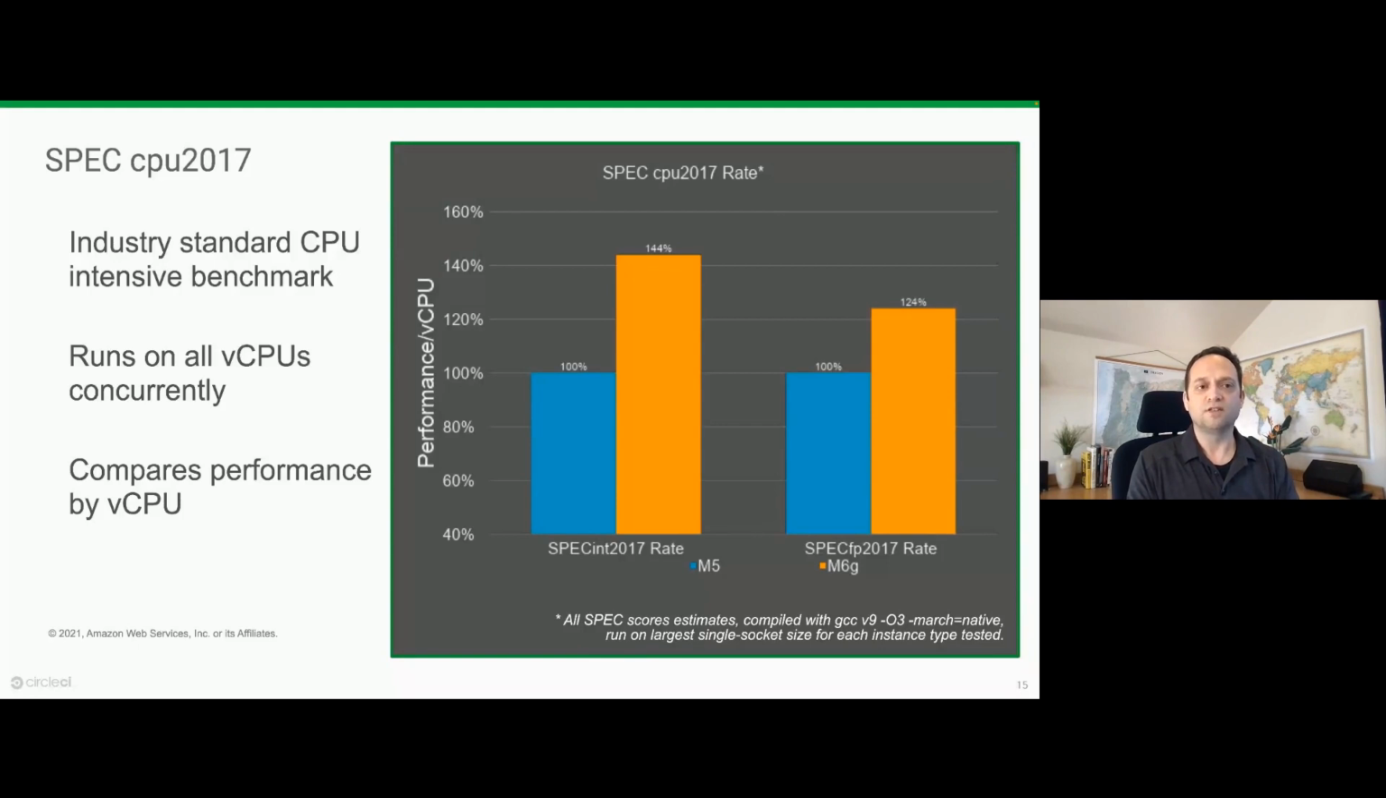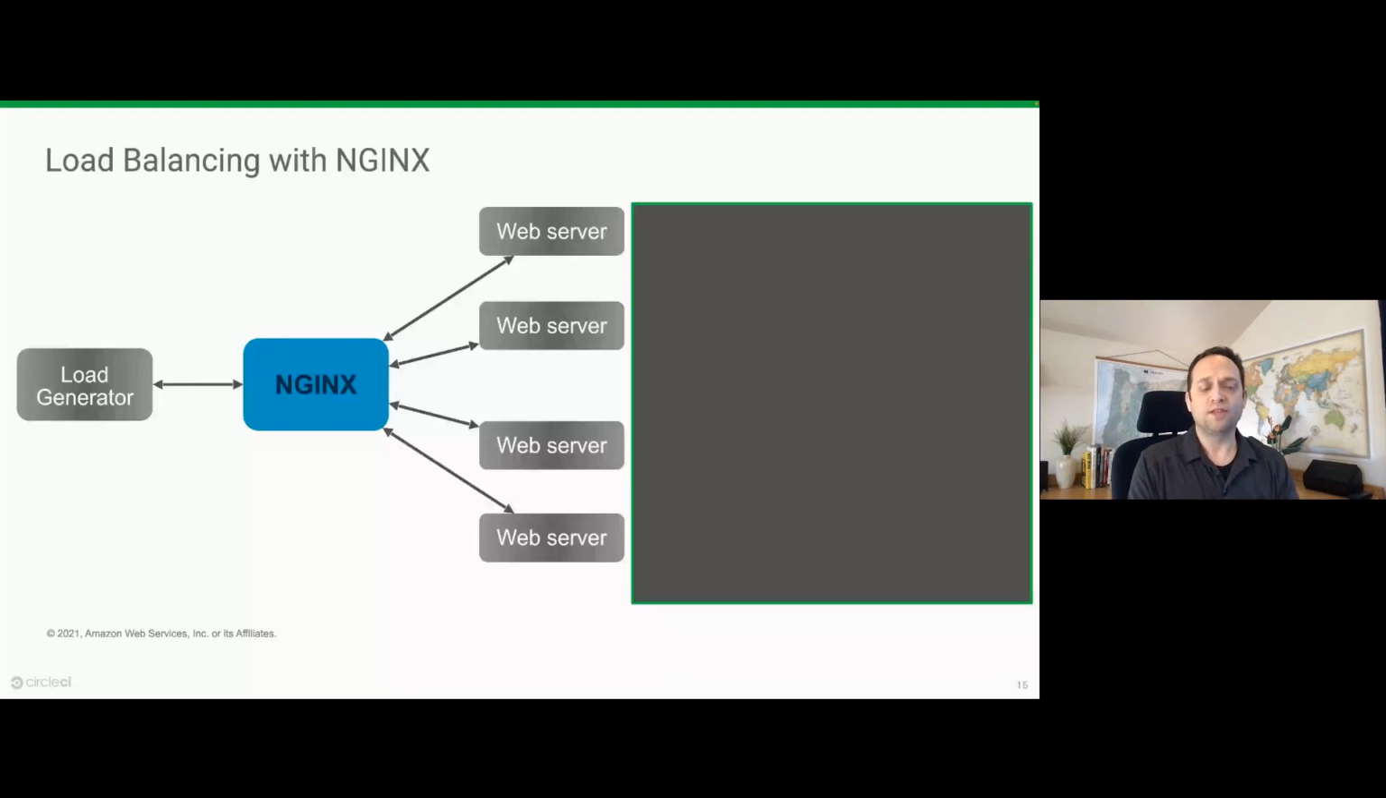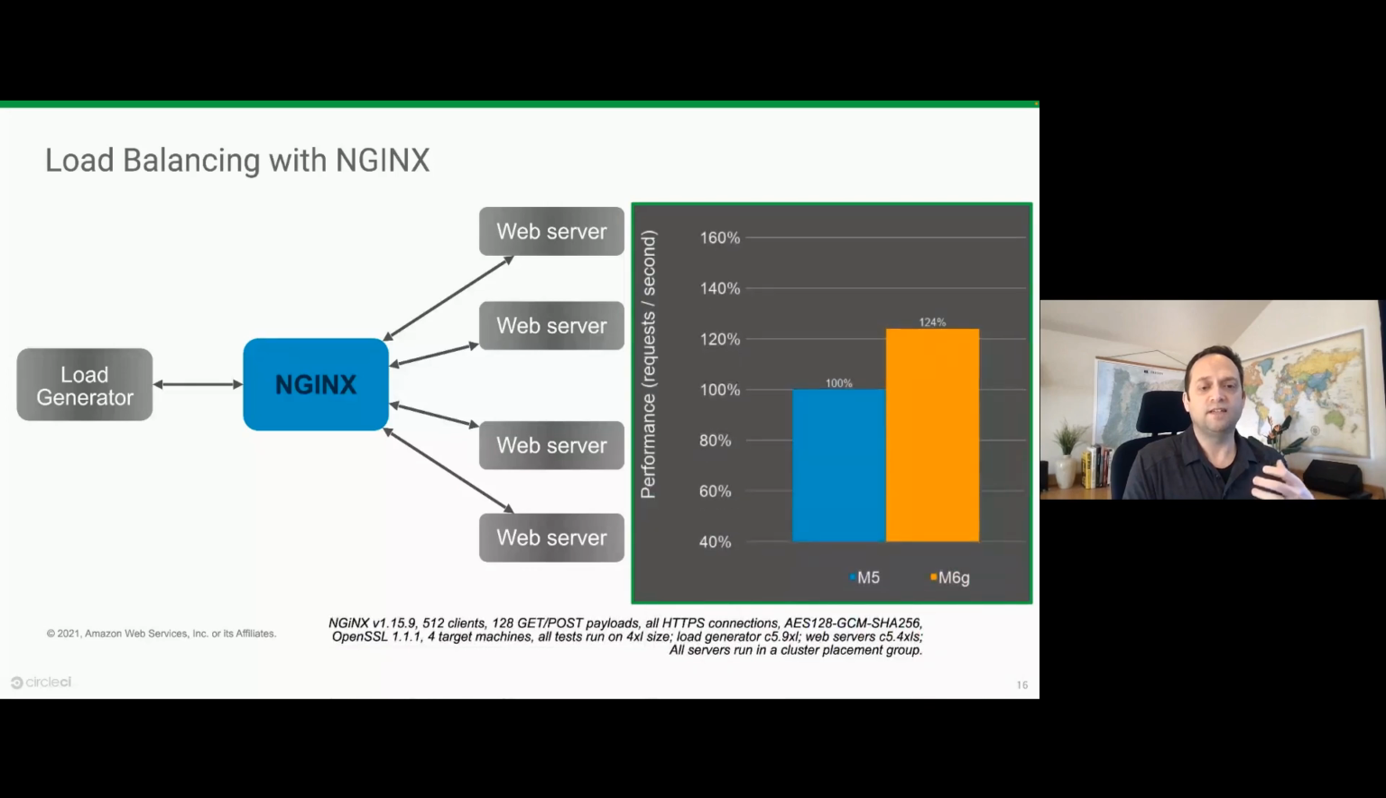So let's take a look at another example here. Load balancing with Nginx. So Nginx, as you may know, is a popular web server and load balancer. And for this case, they did a benchmark for the number of requests per second. And they used the open source load tester framework called wrk. And so they basically generated a whole bunch of HTTPS requests to send through Nginx. And then they monitored to see what kind of throughput they got.